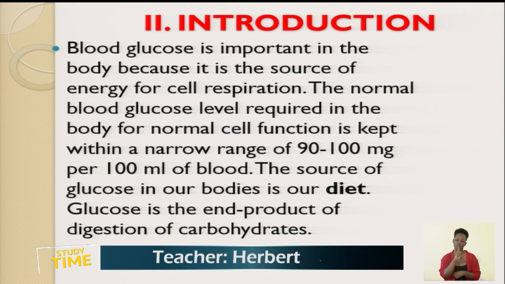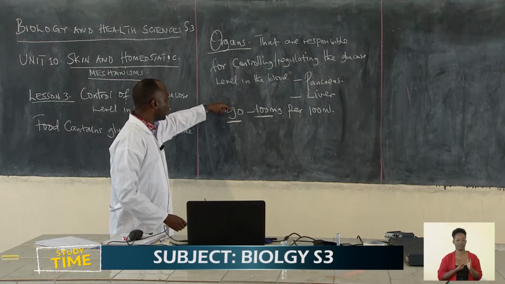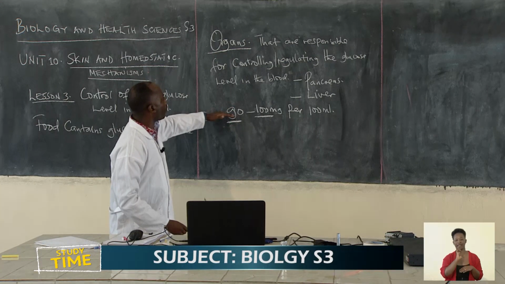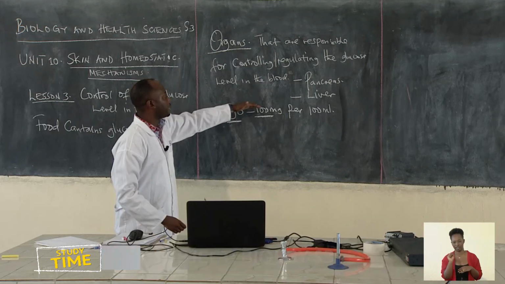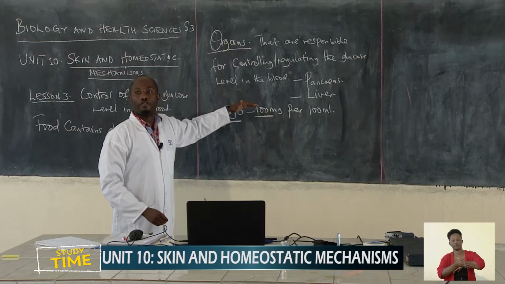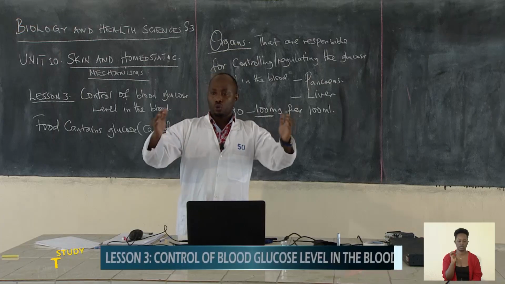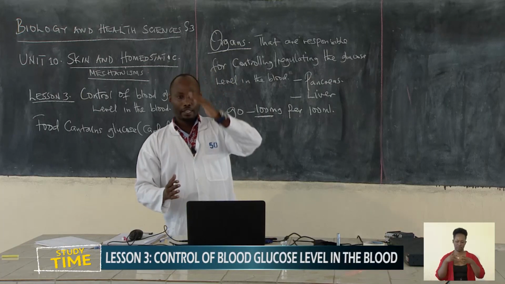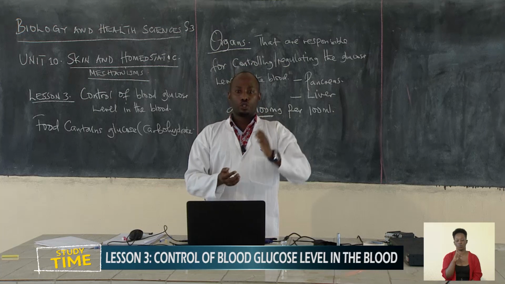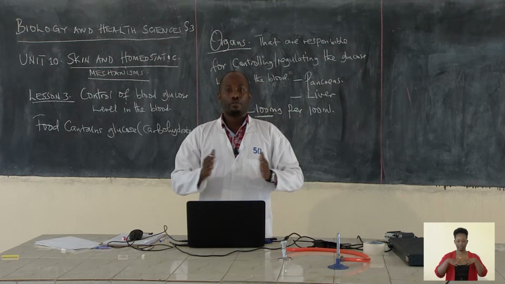Once it drops below 90 to 100 milligrams per 100 milliliters, it means you have less glucose in the blood, and the cells will not function properly. Once it goes above that range, it means you have a high glucose level in the blood. So the body does all it can to regulate the glucose level by producing some hormones, and I'm going to mention the hormones that play a very important role in this regulation.